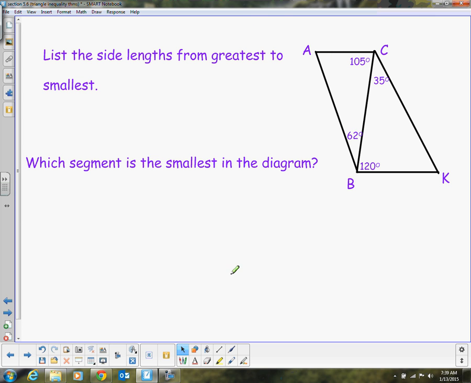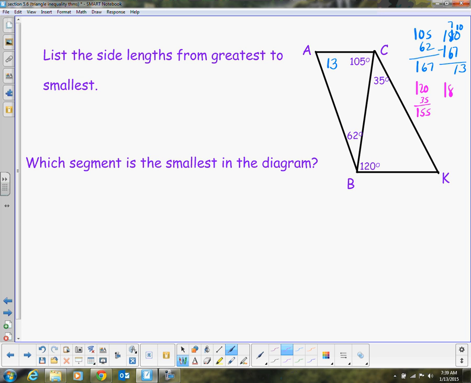We add 105. Do I have to see this work? 105 and 62 is 167. And what do we do with our 167? Subtract it from 180, so that we borrow from the 8, make that a 7. That's 10 that we borrowed. 10 plus 0 is 10. 10 subtract 7 is 3. 7 subtract 6 is 1. So this is 13. What are we going to do in this triangle? 120 plus 35 is 155, and then what? 180 minus 155 is 25.